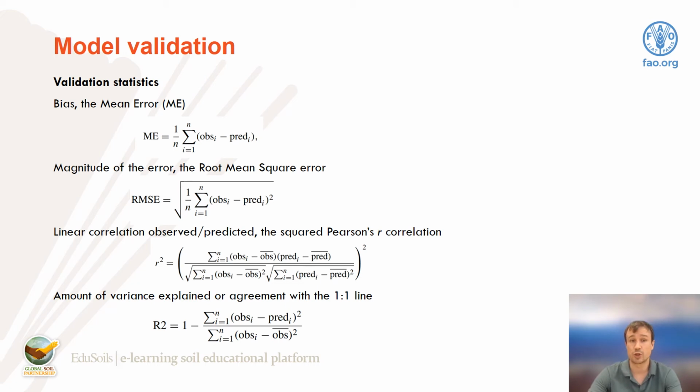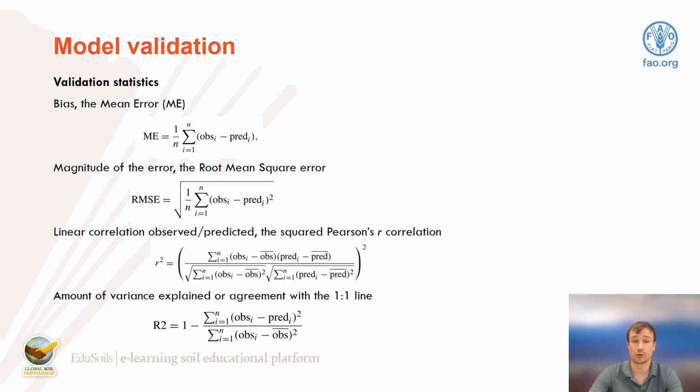Another statistic that is very common is the root mean square error. The root mean square error shows the magnitude of the error, and it is in the unit of the soil property. Ideally, the root mean square error is as small as possible. Then there is the linear correlation. The linear correlation can be calculated by the square of the Pearson's R correlation coefficient. The linear correlation square only tells us about the linear association between observed and predicted values. A value of 0 means no linear correlation, and a value of 1 means perfect linear correlation.